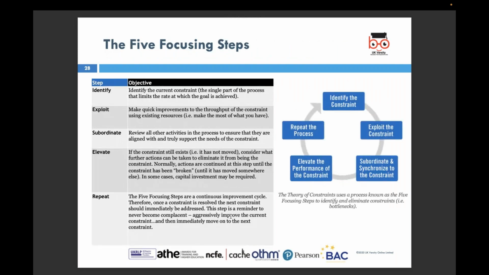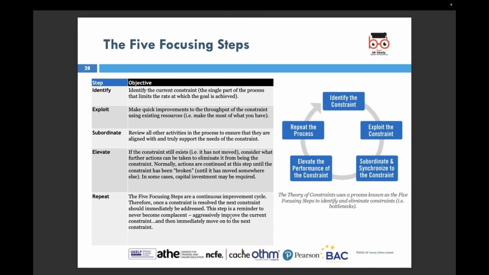The five focusing steps are identify, exploit, subordinate, elevate, repeat. Identify: the first step is to identify the current constraint. This refers to the specific part of the process that acts as a bottleneck, limiting the rate at which the desired goal is achieved. It is crucial to pinpoint the constraint accurately to focus our efforts effectively.